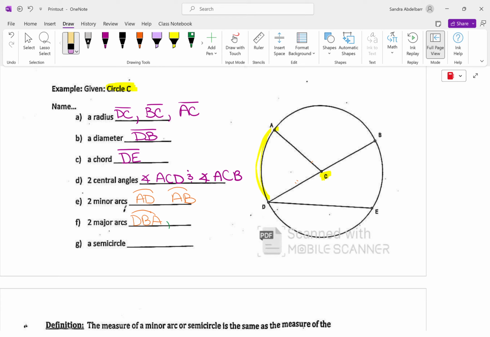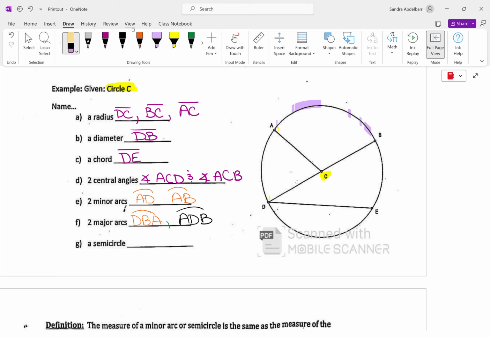Can somebody different, not PJ, tell me how would I make arc AB into a major arc? So this is the shorter path. Now how would I represent that same arc AB but now the long way around? Jack? You got it, ADB.